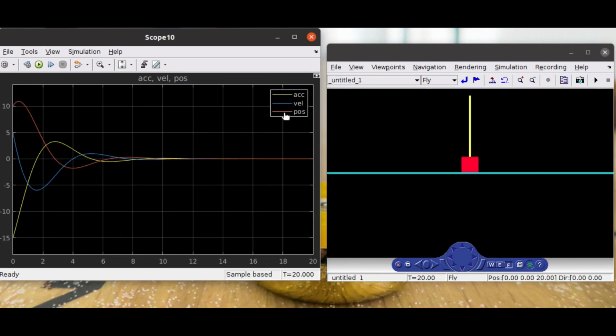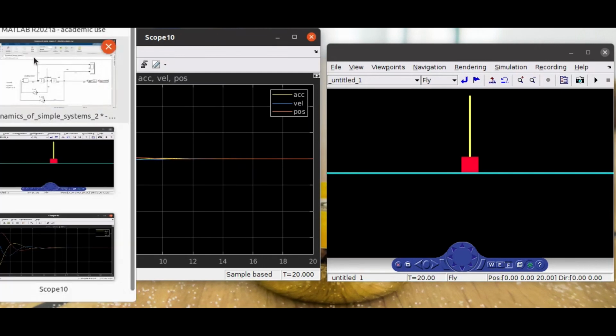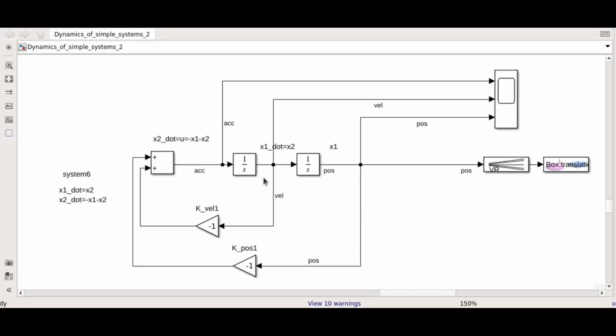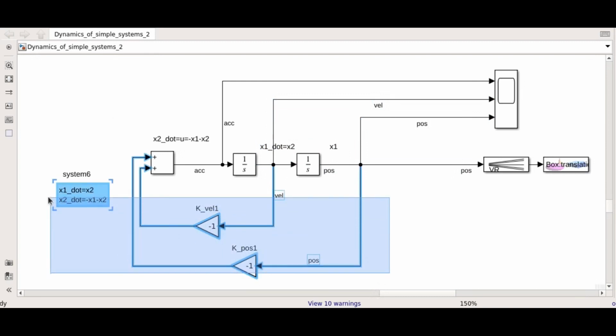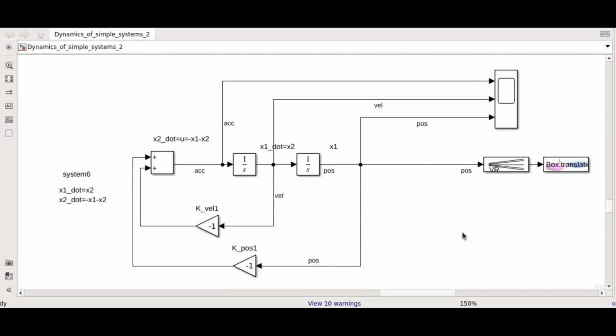Let us take a look at the Simulink model once again. Here, the position and the velocity are the states of the system. We are taking the states and feeding them back as the input to the system. So this is a closed loop system. In this case, the corrective action is taken based on the current state of the system. Or we can say the control action is based on the state of the system. This kind of controller design is a state feedback controller.